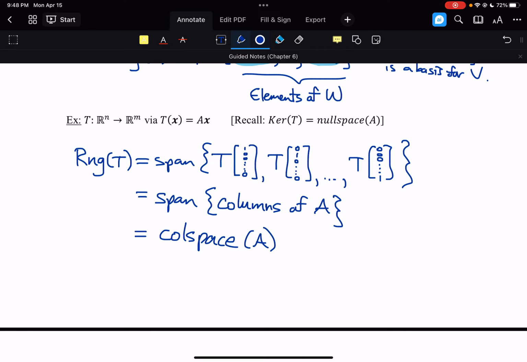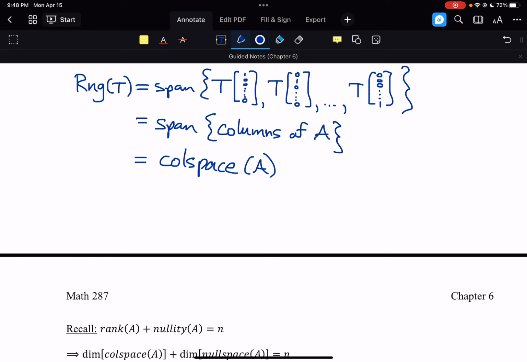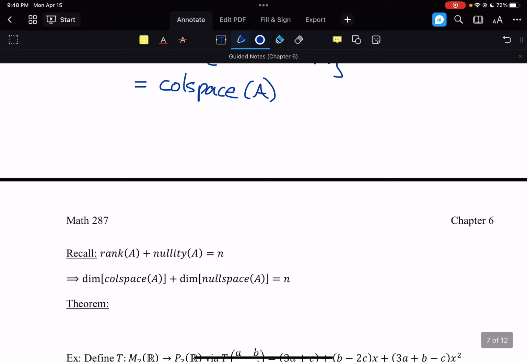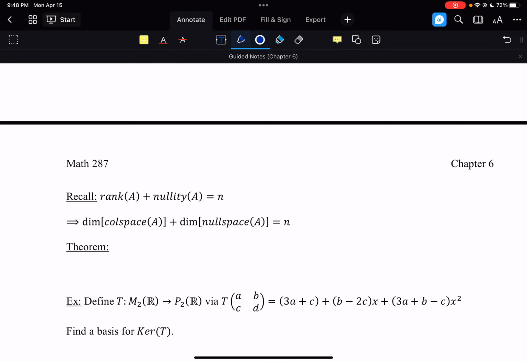Now that we have this information, we can look at this a little differently when we're talking about the dimension of these bases, because we have from chapter 4 the rank-nullity theorem that said the rank of A plus the nullity of A equals n. We know that the column space, its dimension is the rank, and the null space, its dimension is the nullity. But the column space and the null space for the matrix transformation are just the range and the kernel.